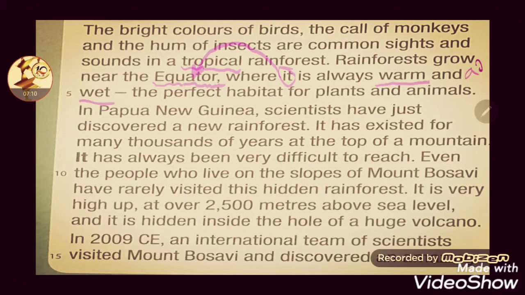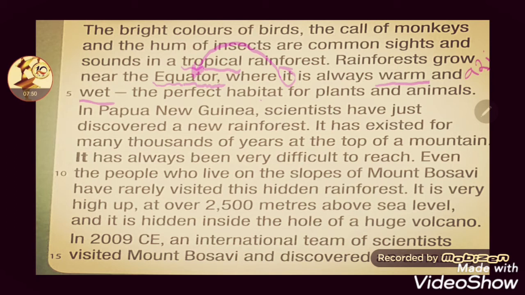These two words are adjectives. هدول الكلمتين adjectives. warm معناها دافئ, wet مبتل. The perfect habitat for plants and animals, which makes rainforests a perfect habitat for plants and animals. وهذا الاشي انه هي warm and wet بتكون موطن مناسب و perfect بالنسبة لإيش؟ بالنسبة للplants and animals, النباتات والحيوانات. Okay.